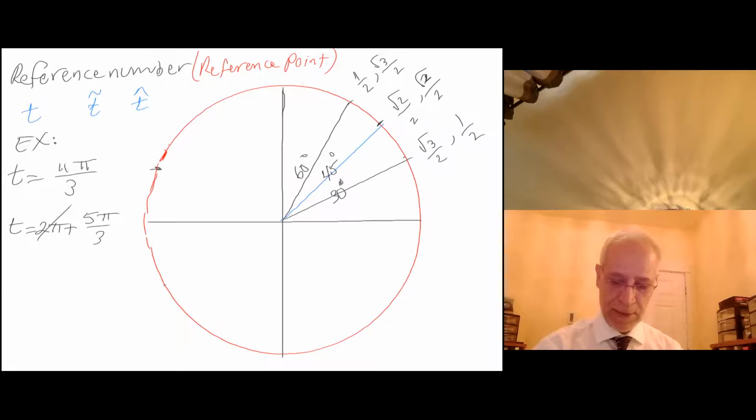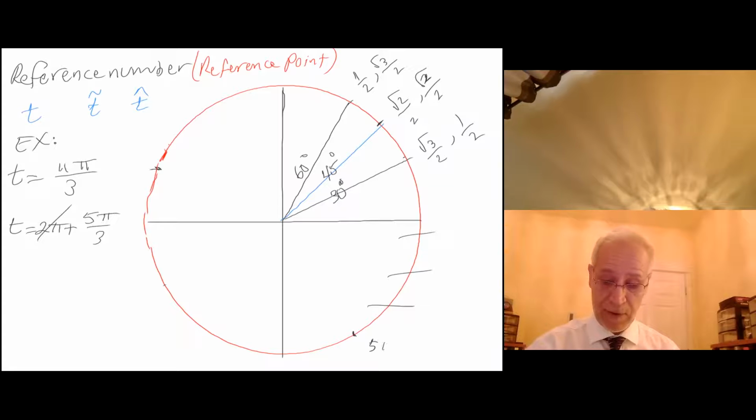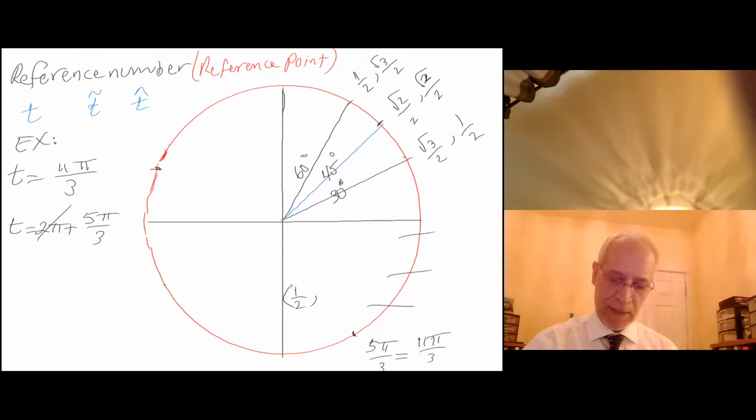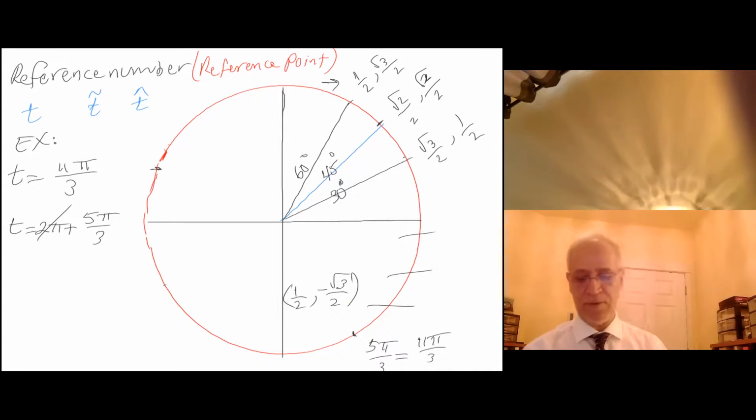5π/3 lands in here. What's the nearest distance between 5π/3, which was the same as 11π/3, and the x-axis? So what is this distance right here? I can look at this and it's clear to me that it's π/3. So how can I use that information? Now I know that the value of cosine for this is going to be positive 1/2, and the value of sine is negative root 3 over 2, just by looking at my 60 degrees, or my π/3.